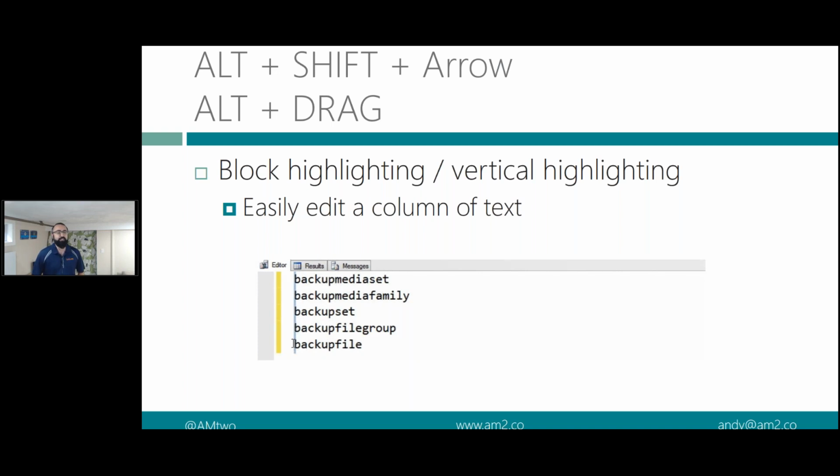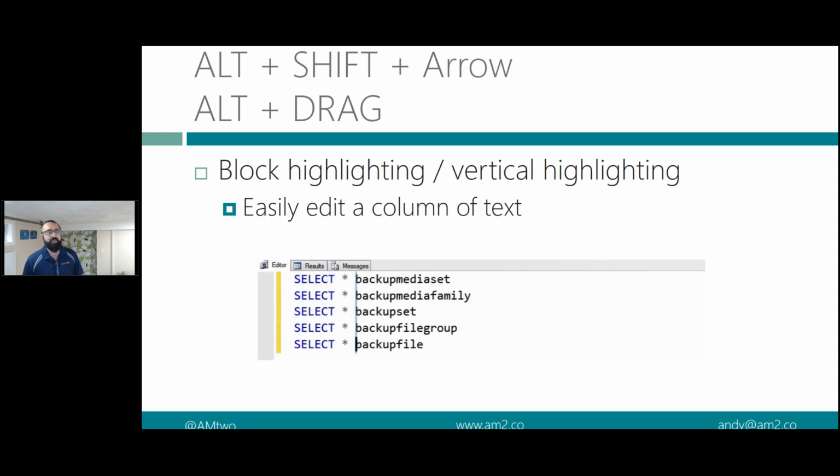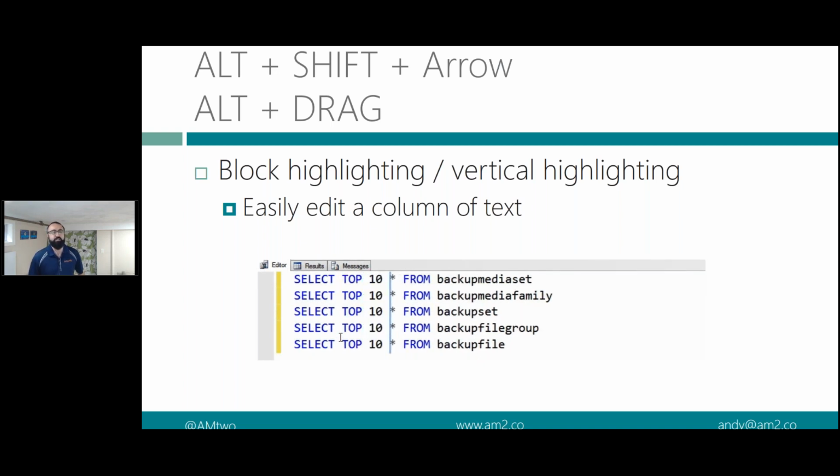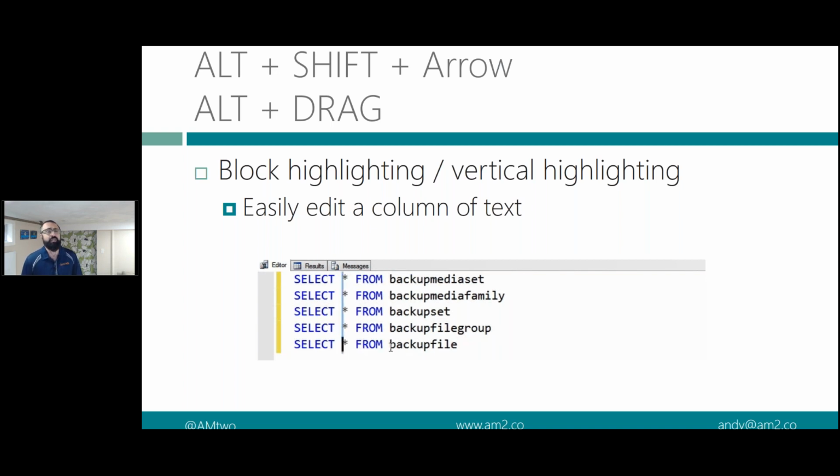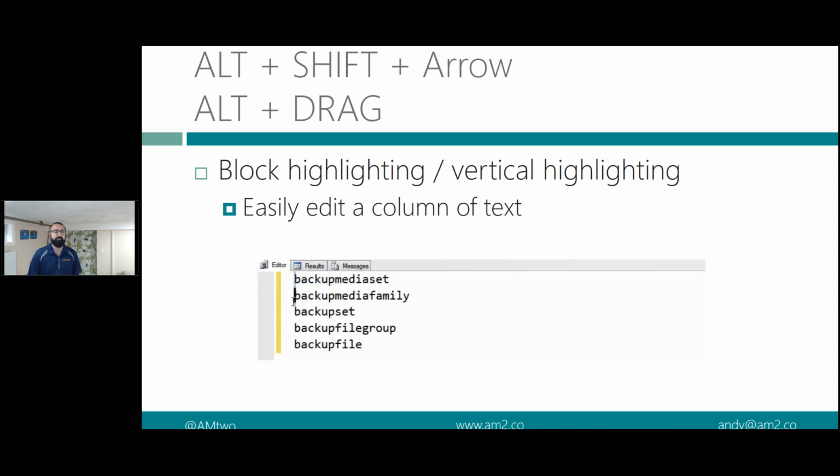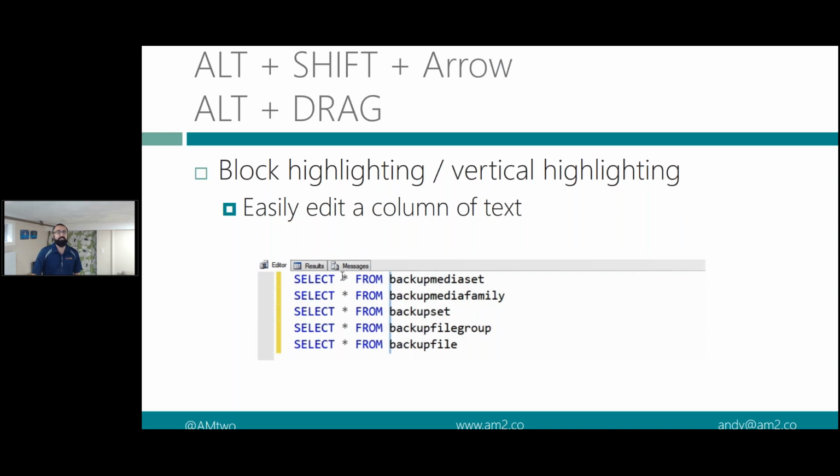Vertical block highlighting is another incredibly useful thing. I don't know how many times I sat at my keyboard hitting down arrow, comma, down arrow, comma, down arrow, comma, trying to turn a list of columns into a select list. With this, you can hit Alt, Shift, and an arrow, or hold down Alt while you drag, select a vertical block of text, and then type with a vertical cursor. Again, incredibly useful for turning a list of things into an actual query.